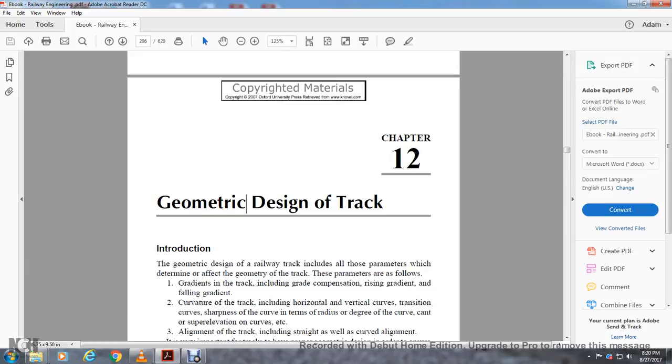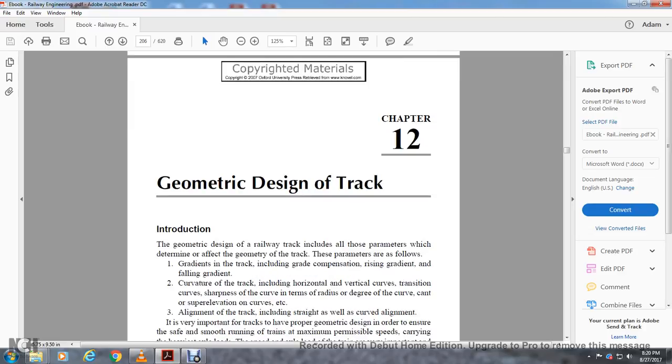The geometrical design of the railway track includes all the parameters that determine the effect of the geometry of the track. These include the gradient of the track, including rising gradient and falling gradient; the curve of the track, including horizontal and vertical curves and the transition curve; the sharpness of the curve in terms of degree of the curve; the cant or super elevation of the curve; and the alignment of the track, including straight as well as curved alignment, which is very important for the track.